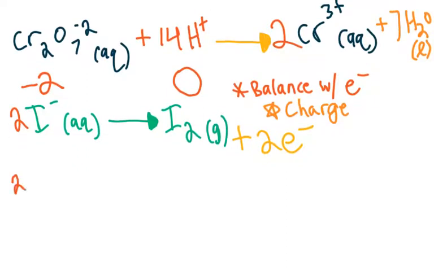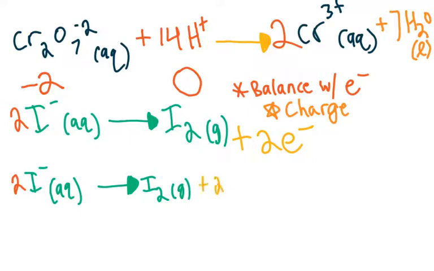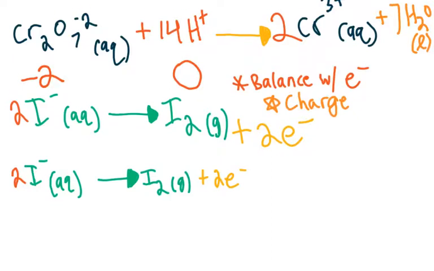So 2 iodide anions go right here. And then we have our balanced charge equation, I guess you could say, by adding 2 electrons to the right side. All right, sweet. Let's look at our dichromate reaction above, all right?